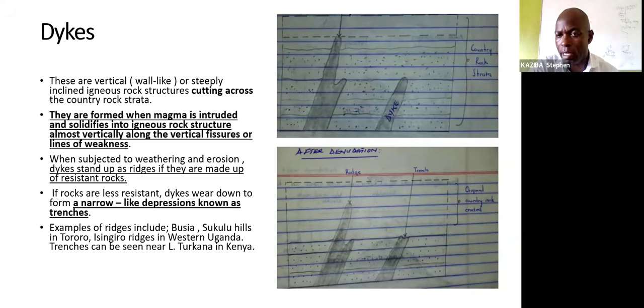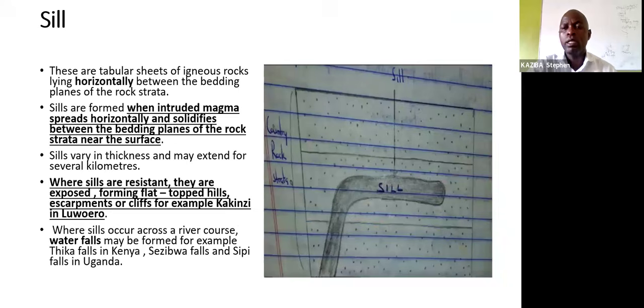So you're seeing my line there after drawing, you're seeing this line where I've put it dotted. It shows that the denudation took place and the ridges were exposed. Now one hill is standing out. That is a ridge. Another one is a depression, which is a trench. Then we go to a sill. A sill, these are tabular sheets of igneous rocks lying horizontally between the bedding planes of the rock strata. So it is horizontal, like a table where you're seated.